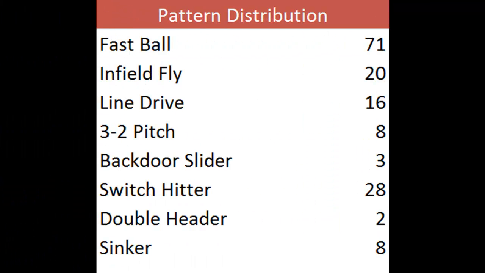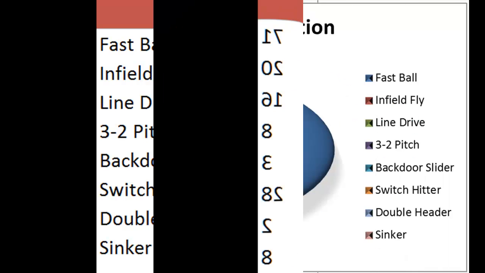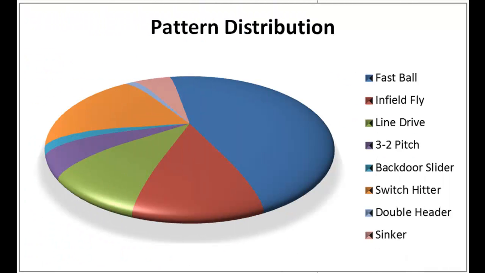Let's get started. As always, I like to take a look at the pattern distribution before I do anything else. We see here that we had 71 fastball setups, 20 infield flies, 16 line drive, 8 3-2 pitch, 3 backdoor slider, 28 switch hitter, 2 doubleheaders, and 8 sinkers in the second quarter of 2011. Now, what I'm talking about when I say pattern distribution is the number of times each one of the patterns in Around the Horn set up, not the number of times that it actually triggered.